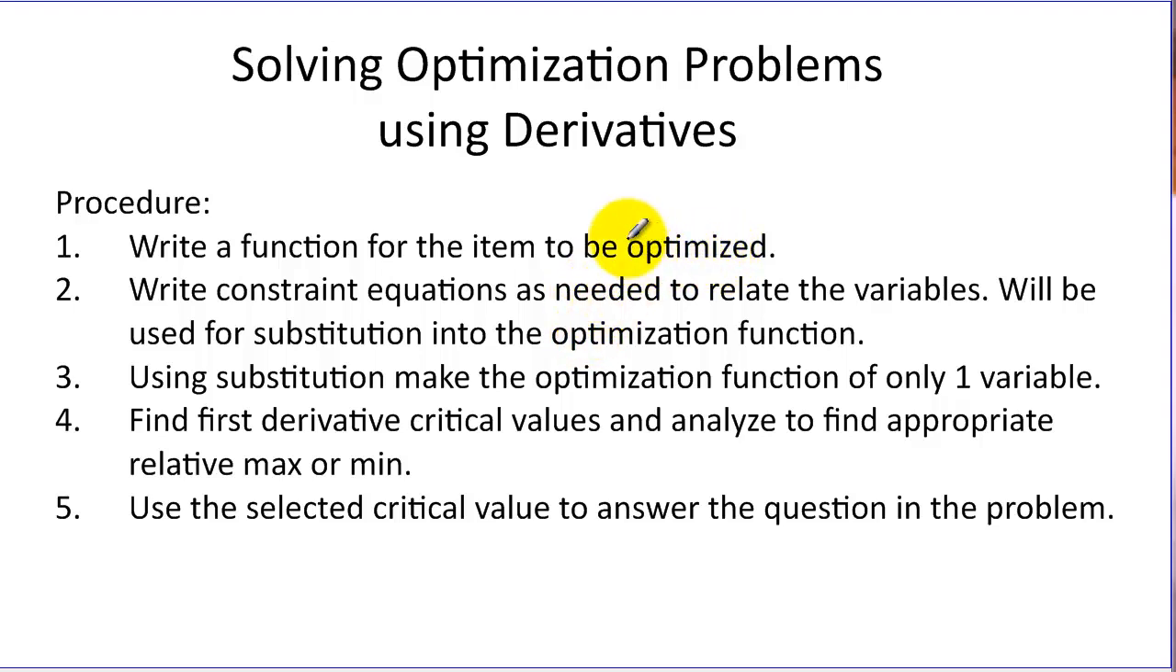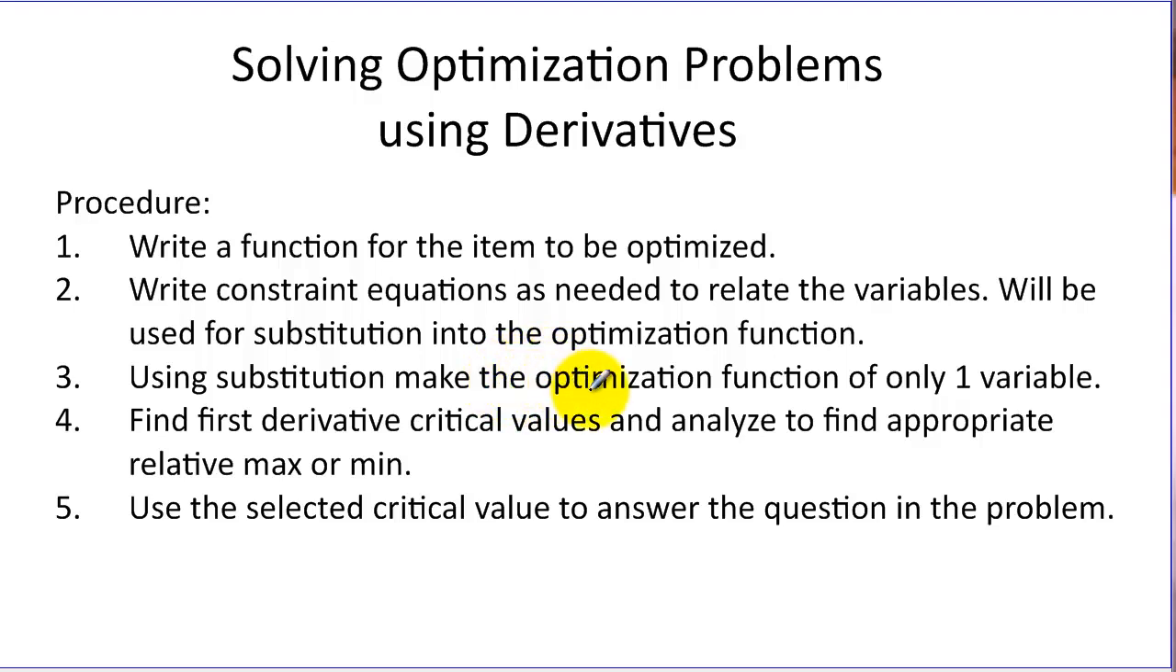Many times this optimization function will have more than one variable, and if so, we will need a set of constraints or facts about the problem that relate the various variables together. That will allow us to use substitution into the optimization function because we want to turn the optimization function into having only one variable. That way we can take derivatives without having to use implicit differentiation or other kinds of techniques like that.